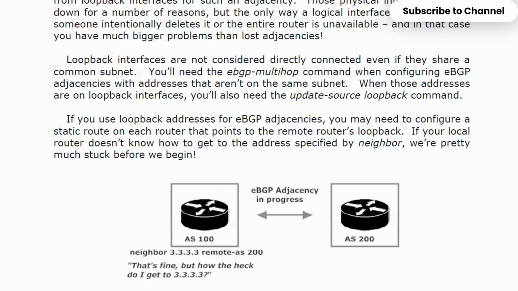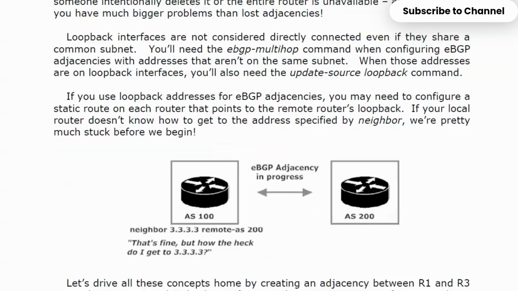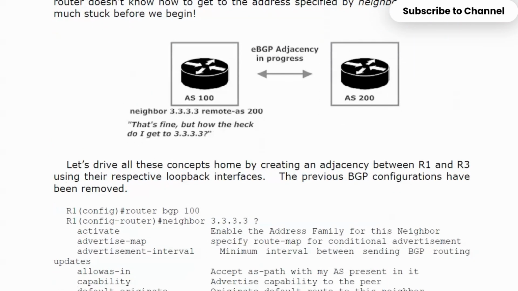We've got an eBGP adjacency in progress here on the board between a couple of routers. I've got neighbor 3.3.3.3 remote-as 200 on the one on the left, and that router is basically saying that's fine, but how the heck do I get to 3.3.3.3? What do I do? And we're going to see all of these concepts in action in our next lab, where we create an adjacency between 1 and 3 using their respective loopback interfaces.